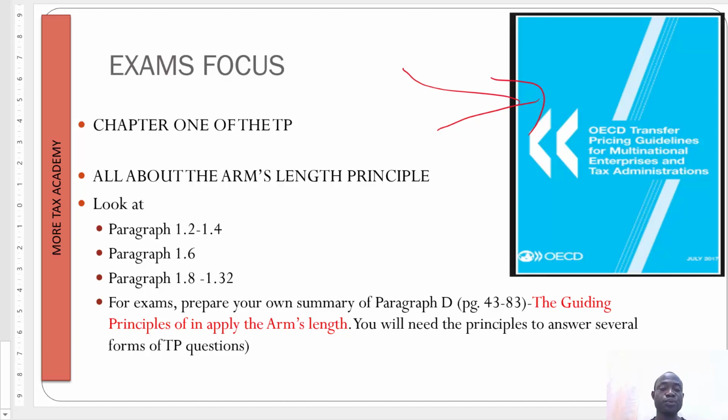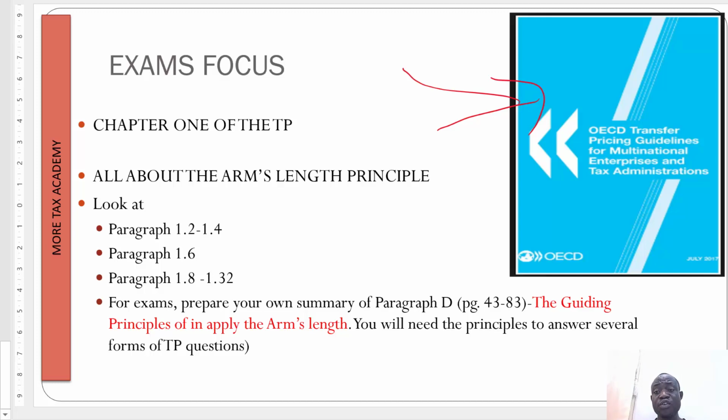Now, I want us to look at Chapter 1 of the Transfer Pricing Guidelines. Please, it is an examinable area and gives the basic concept of transfer pricing or the arm's length standard. So look at paragraphs 1.1, 1.2 to 1.4. It will tell you why we are introducing the arm's length standard. Look at paragraph 1.6. Look at paragraphs 1.8 to 1.32.